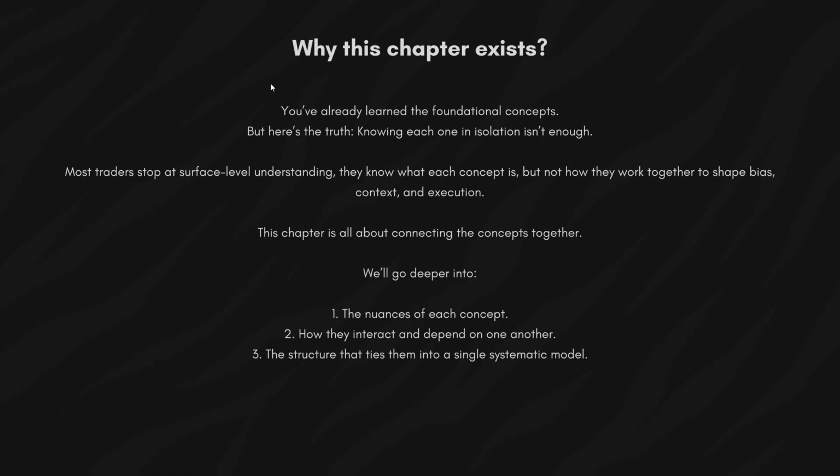Okay, so before we even begin this chapter, I just want to quickly talk about why this chapter even exists in the first place. Now, here's the thing. I know that you've probably already learned each one of the foundational concepts, whether it's market structure, the open high low close framework, or SMT. But the truth is that knowing each one of them, no matter how much you know about them individually, doesn't mean anything. It doesn't mean shit. Okay? Knowing each one of them in isolation is not enough and it won't work for you.